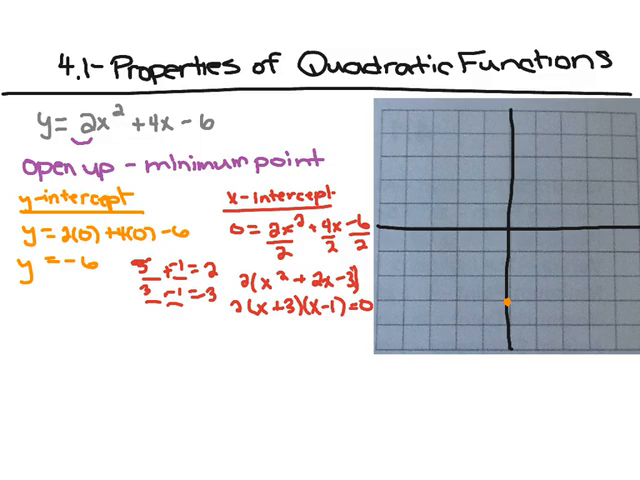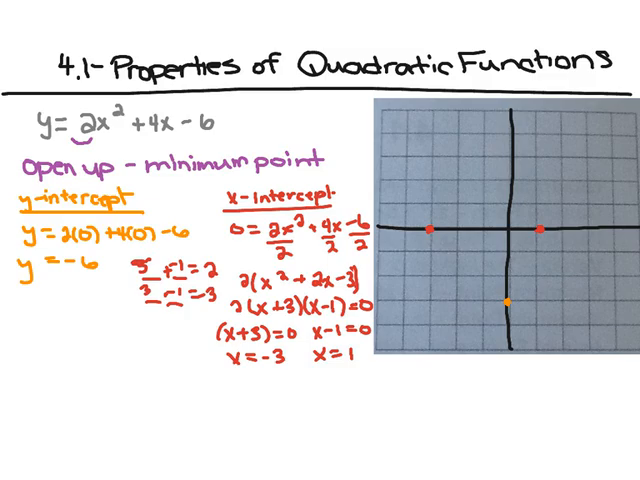So we want to find how we solve this. x plus 3 equals 0, x minus 1 equals 0. So x equals either negative 3 or positive 1. We're going to graph that, and on my x-axis, I'm going to just go up by 1s because we have enough room. So here at positive 1 and negative 3, we have intersections.